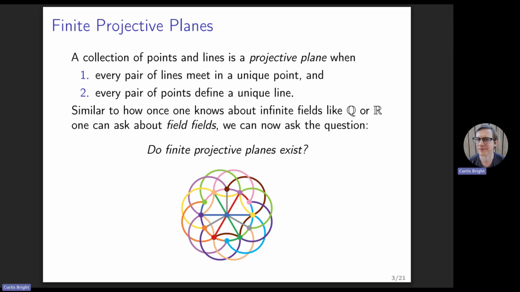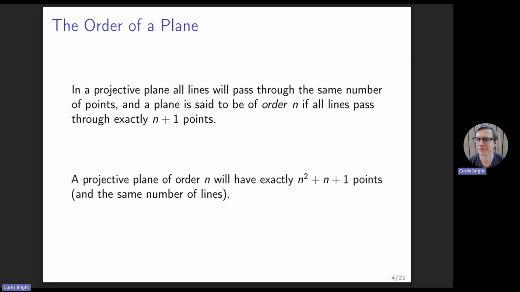Once you start studying these things, you realize pretty quickly that if they do exist, every line is going to pass through the same number of points. It's kind of an invariant of the plane. It's called the order. Actually, the order is going to be 1 less than the number of points on every line. So an order n projective plane is going to have every line go through exactly n plus 1 points. And we can count how many total points there are in an order n projective plane. It's going to be n squared plus n plus 1 points, and the same number of lines.